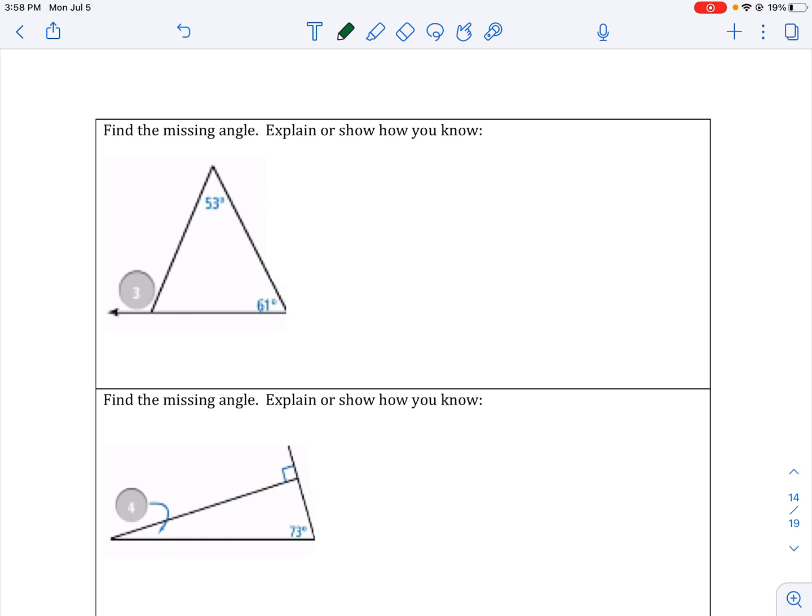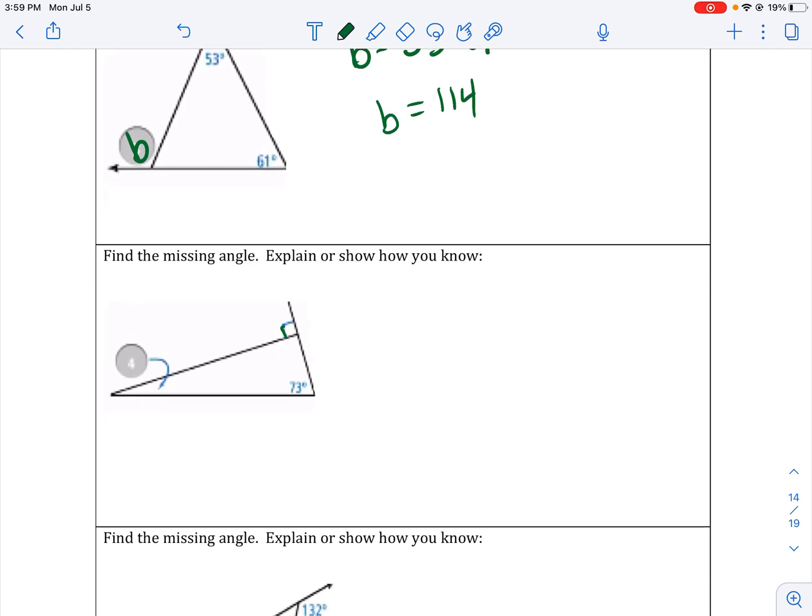All right, so I'm going to call the outside angle B, just to mix it up a little bit. That is my exterior angle. That equals the sum of the remote interior angles. And then when I do 53 plus 61, I get my exterior angle to equal 114.